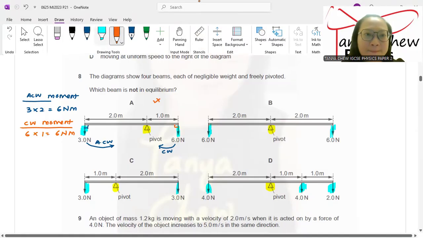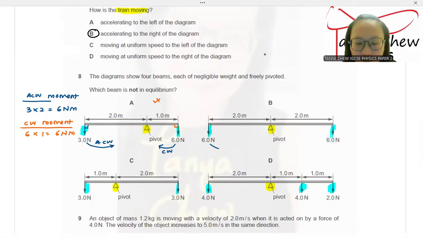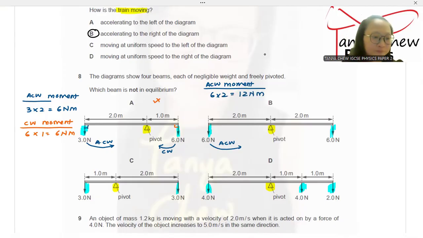Now, let us look at B. B has 6 Newton going downwards while turning towards the pivot. This is called the anti-clockwise direction. I'm going to find the anti-clockwise moment, which is the force 6 Newton times the perpendicular distance from the pivot, which is 2. So you get 12 Newton meter.